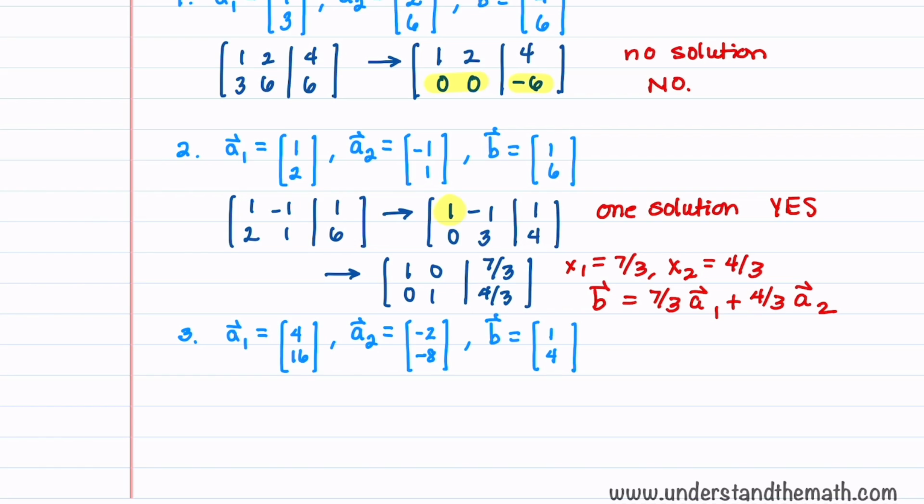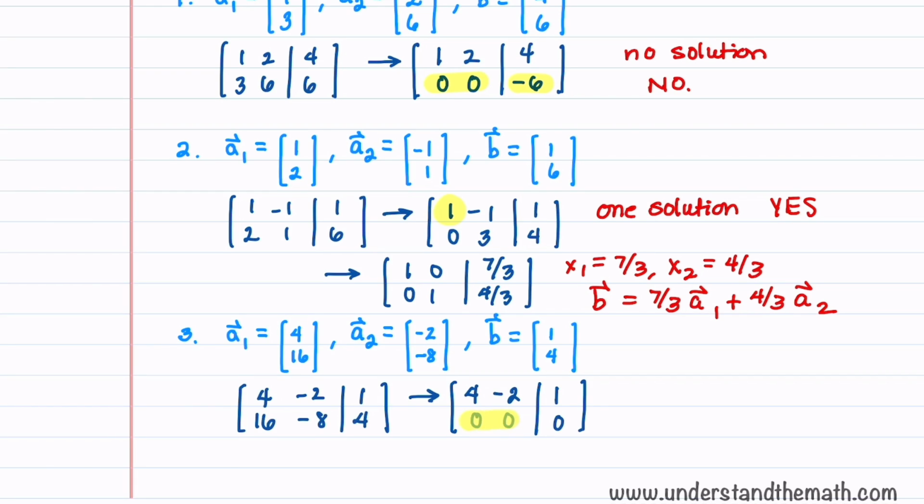Let's do one more example. We'll put our vectors in an augmented matrix, and then we'll put that matrix in echelon form. Our matrix in echelon form looks like this. And you can see, because we have a row of zeros equal to 0, and our second column missing a pivot, that we're going to get infinitely many solutions. Let's write that down.